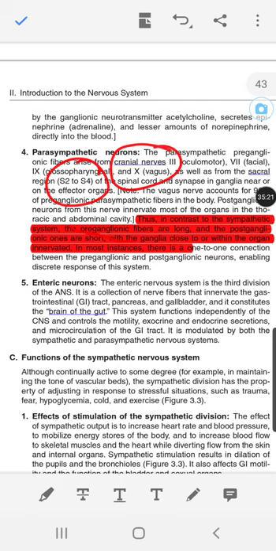The preganglionic fibers are long in the case of the parasympathetic, and postganglionic ones are short, with the ganglia close to or within the organ innervated. There is a one-to-one connection between the preganglionic and postganglionic neurons, enabling discrete response of this system. So in the sympathetic nervous system, preganglionic fibers are short and postganglionic ones are long. And in the parasympathetic system, the preganglionic fibers are long and postganglionic ones are short. So you can write this as a key point.